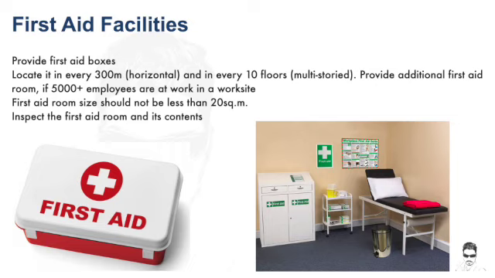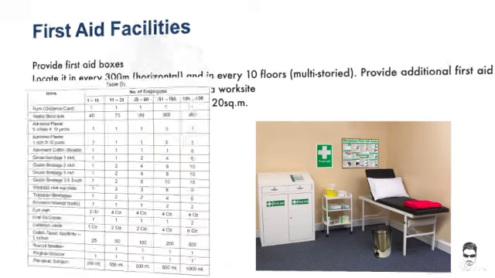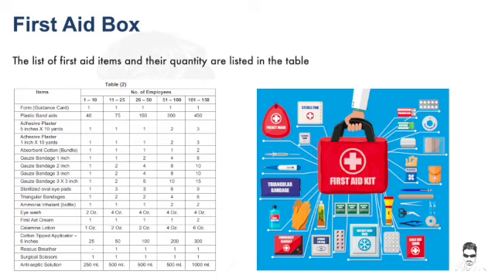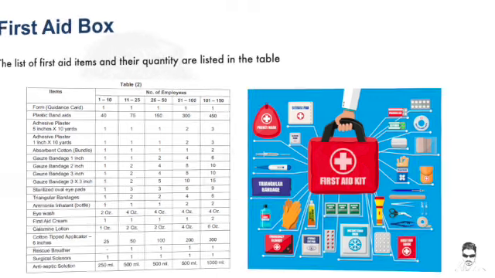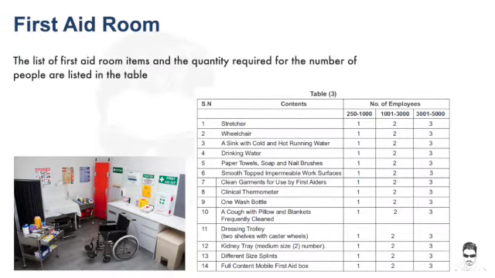Provide additional first aid room if 5,000 plus employees are at work in worksite. First aid room size should not be less than 20 square meter. Inspect the first aid room and its contents. The list of first aid items and their quantity are listed in the table. The list of first aid room items and the quantity required for the number of people are listed in the table.